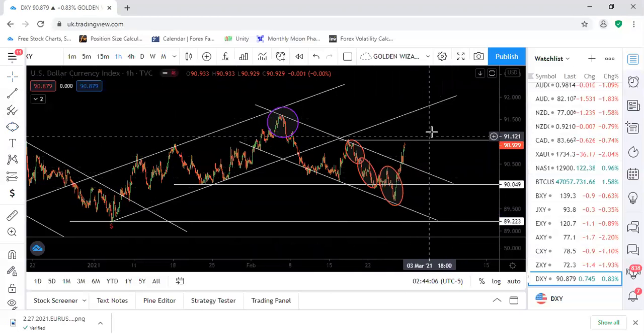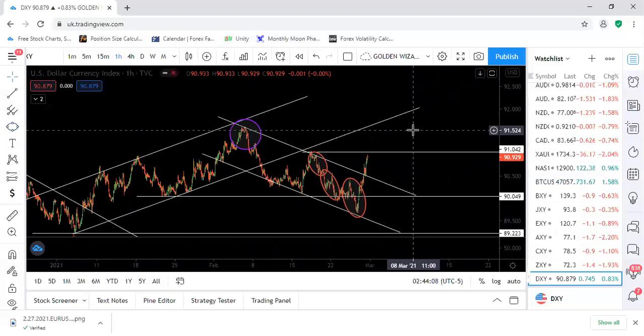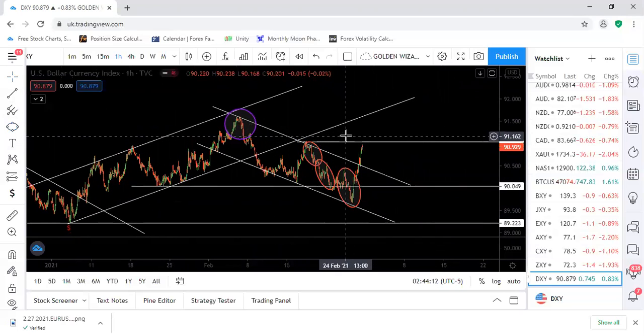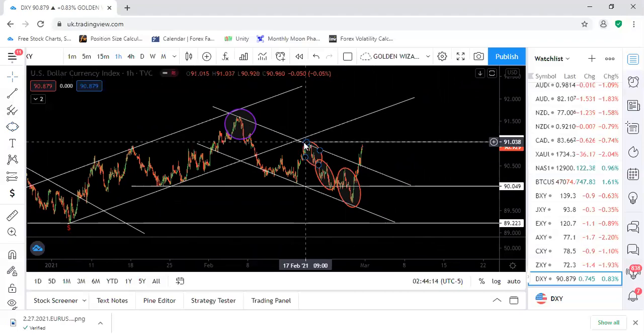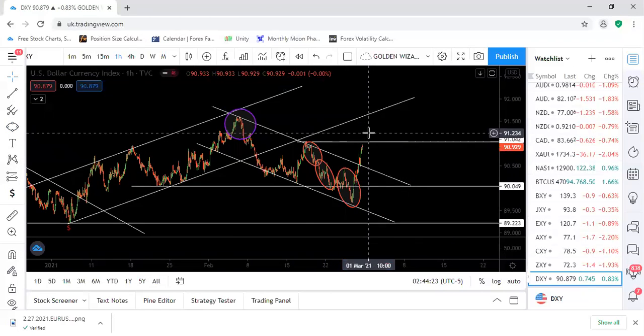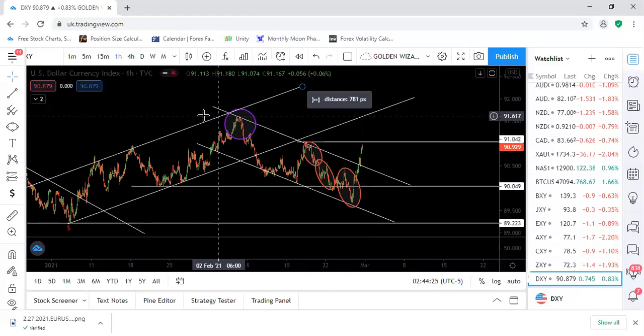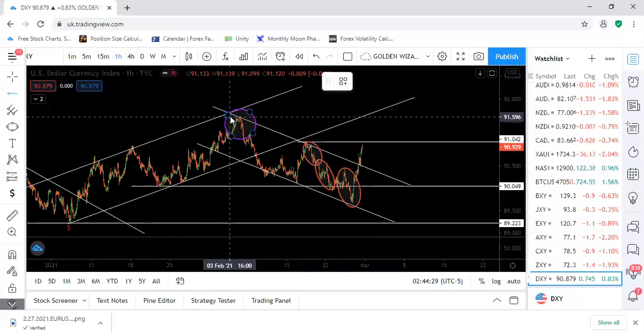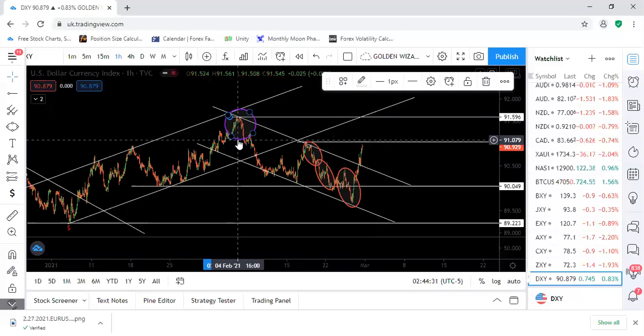So what I'm seeing now is that this previous high here, I have no doubts that they will break this level. Now, will they break this level? I would say it looks likely, but I just can't tell. I just can't call it.